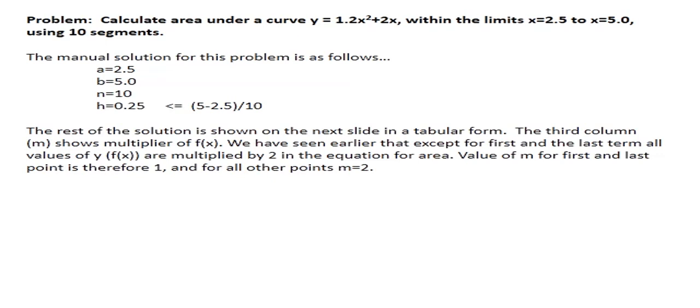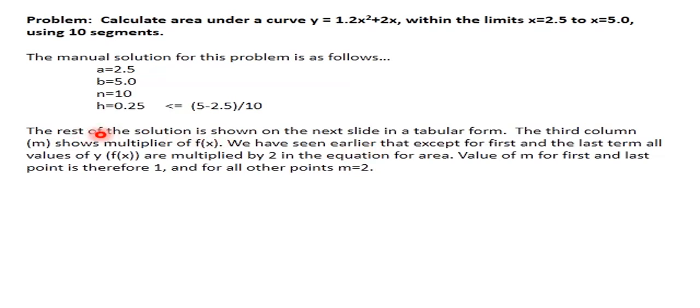So we can try to solve the problem manually using Excel. For this, the data required is the value of a, which is 2.5, the value of b given is 5, and the number of strips, which is given as 10. Width of each strip will be equal to b minus a divided by n. So 5 minus 2.5 divided by 10, which is equal to 0.25. So this is the data which is either given or we have just calculated. Now using this data, we can try to calculate the area under curve using either a program or using Excel. So the next slide will show a solution using Excel or spreadsheet software.